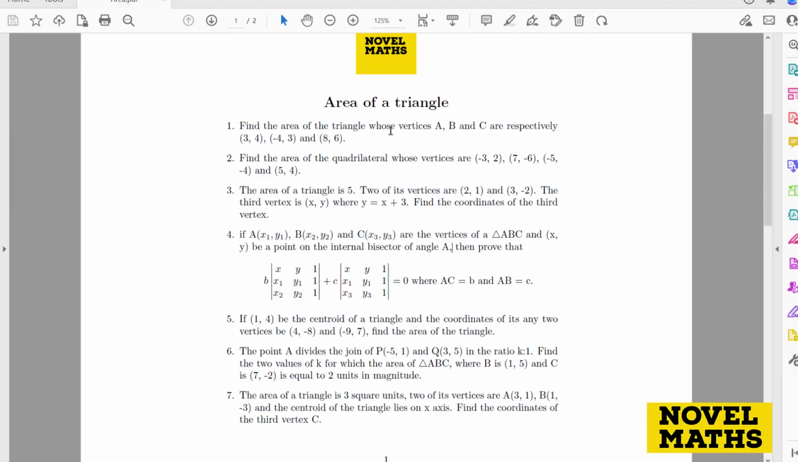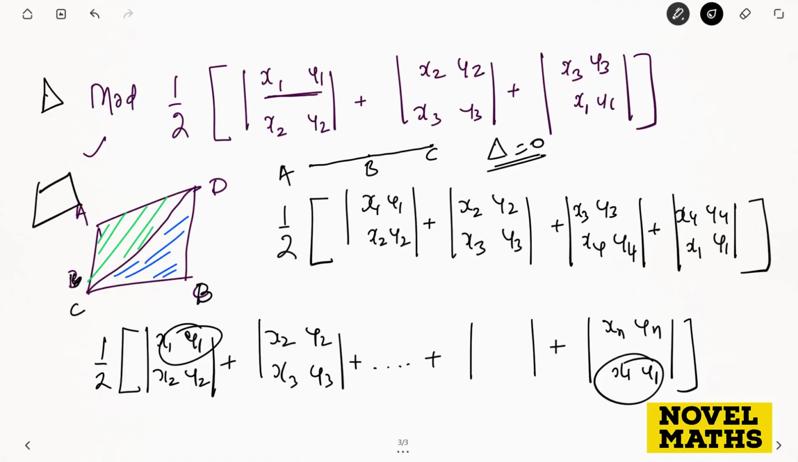First two questions are just for practice. You can put the values of A, B, C and you will get the answer. Second question, you can put the values of all 4 coordinates and you will get the answer. But anyway, let's do that.